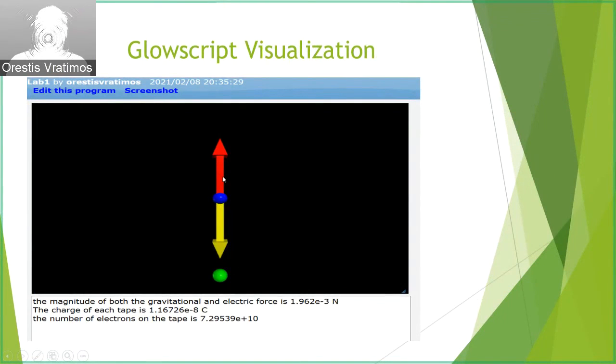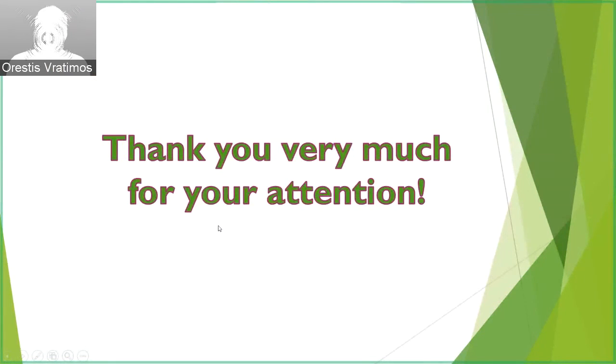And here's the GlowScript visualization. Here is tape B, with the electrical force on top and then below it the gravitational force. And we see here the data with the numbers: the gravitational force in Newtons, the charge, and the number of electrons. Thank you very much for your attention.